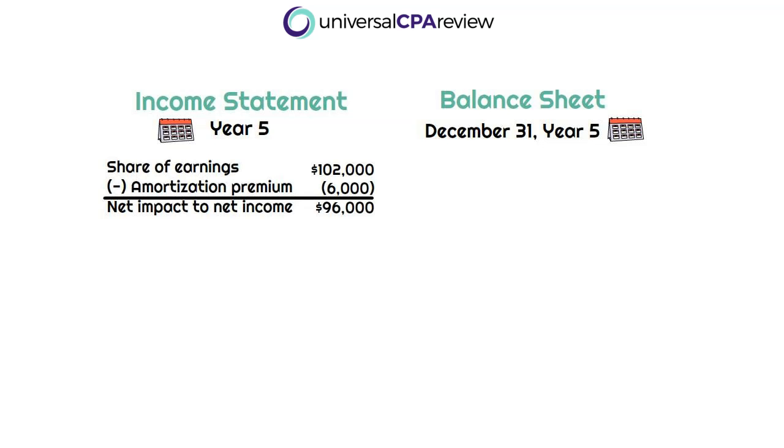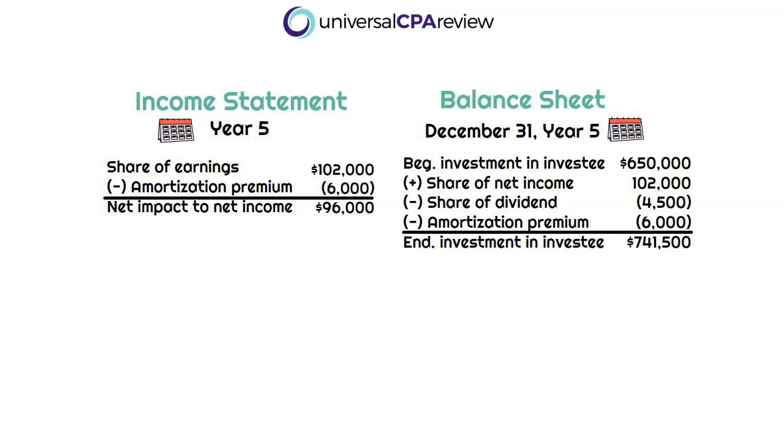And then I also want to summarize the financial statement impact for both the income statement and the balance sheet. So for year 5 for the income statement, well, there's two things that impact net income. It's going to be the share of earnings, or the share of net income, which we determined was $102,000, but then it's offset by the amortization of that premium related to the difference in the fair value and net book value of net identifiable assets. And for each year, that was $6,000, right? So that means our net impact to net income for year 5 was $96,000.